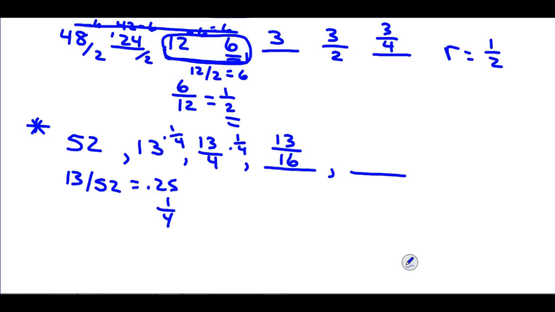But look at what happened there. It was 4 times 4 is 16. 13 times 1 is 13. Then I multiply that by 1 over 4 again, and I have 13 over 64. And then the pattern continues on and on.